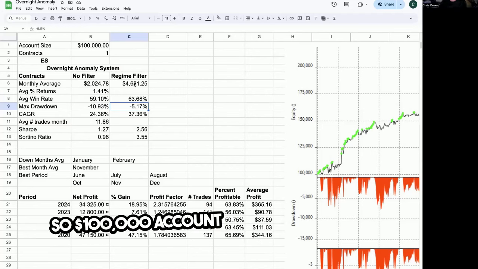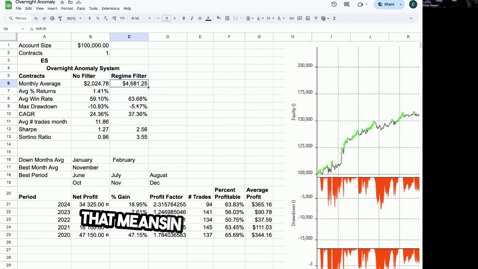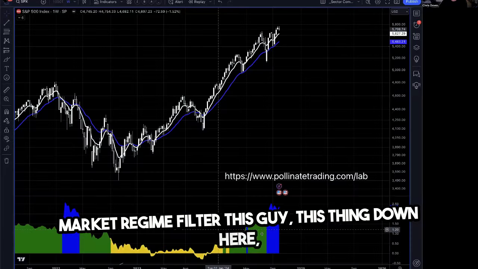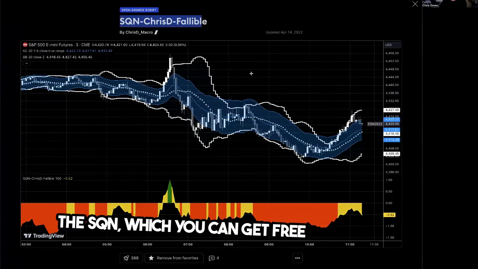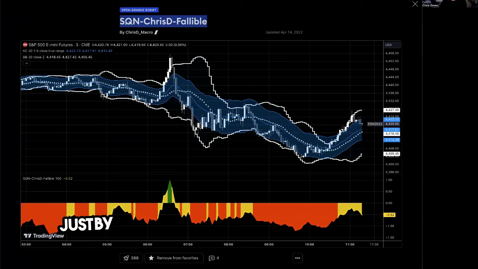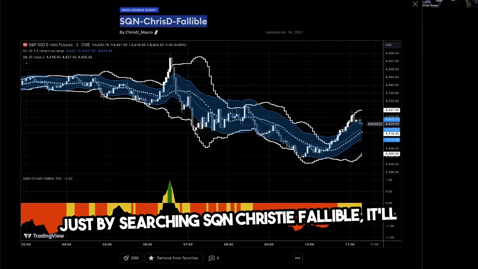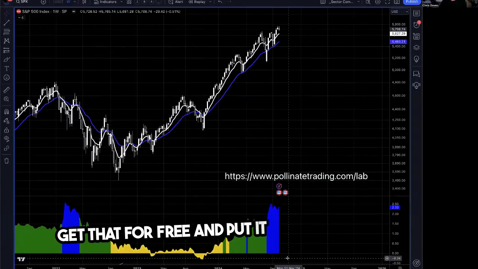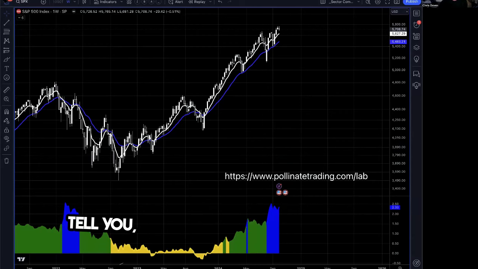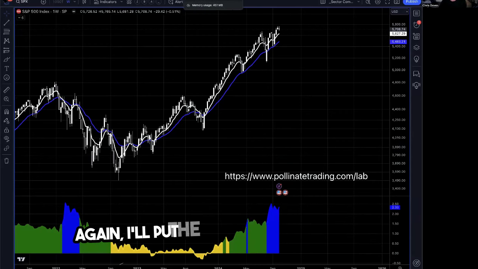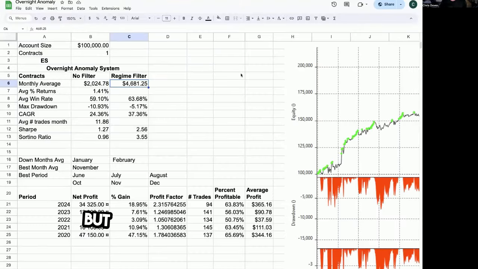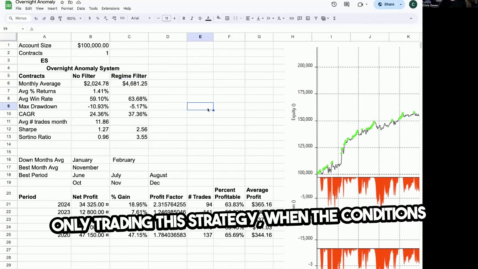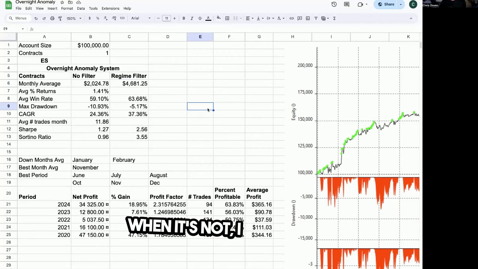So a $100,000 account in the appropriate market regime, that means not in a bear market, using my market regime filter, this thing down here, the SQN, which you can get free in TradingView just by searching SQN, Christy Fallible, it'll be the one with the most likes on it. Get that for free and put it on your chart. I covered that in the last video. Again, I'll put the link to that one in there. What that does is it says, okay, I'm only trading this strategy when the conditions are great. When it's not, I don't trade it.